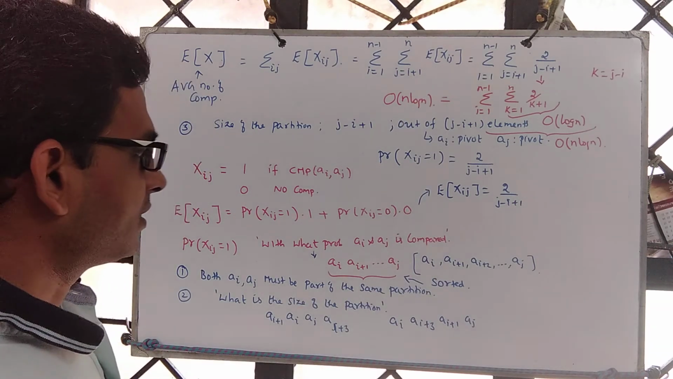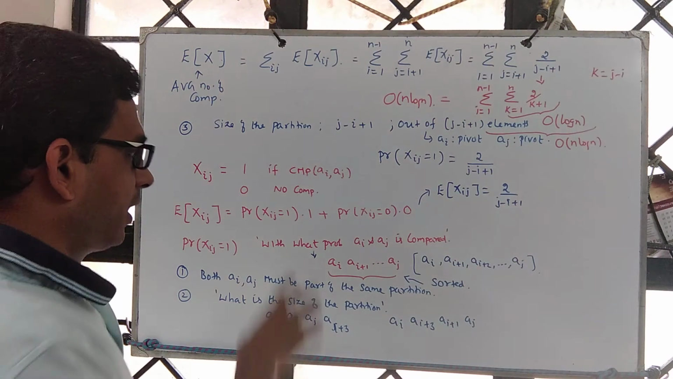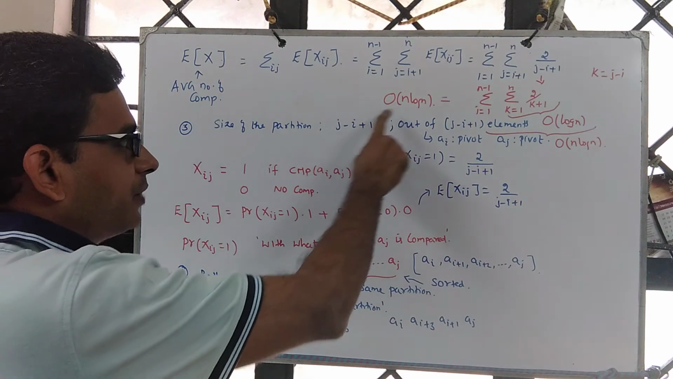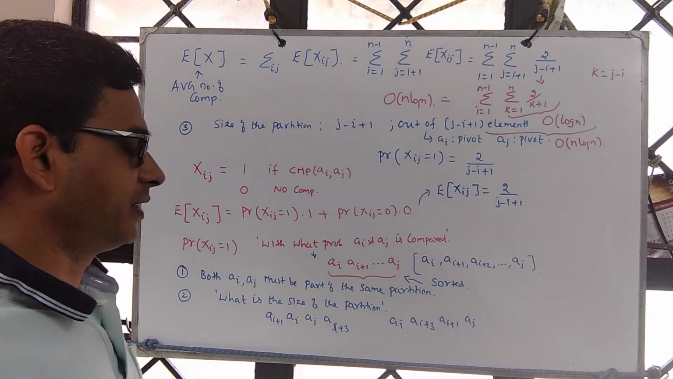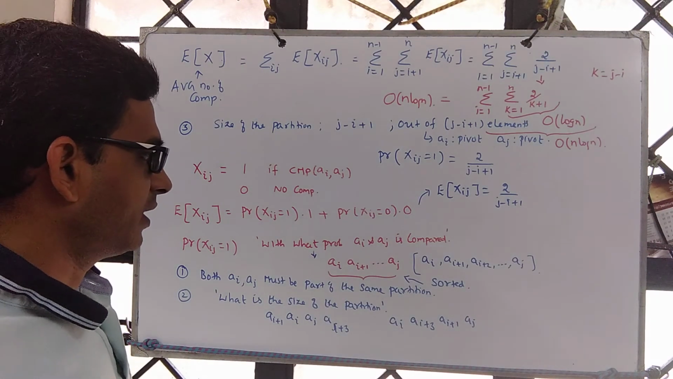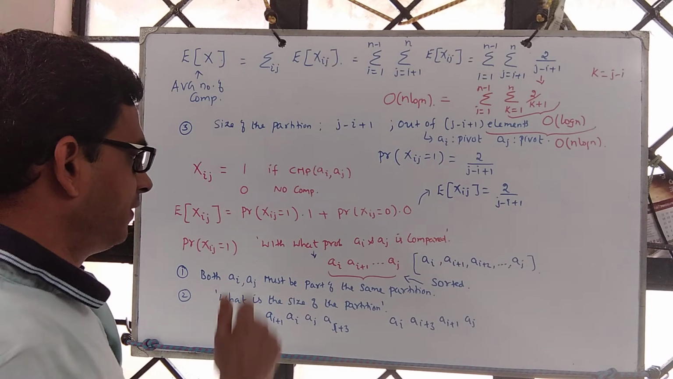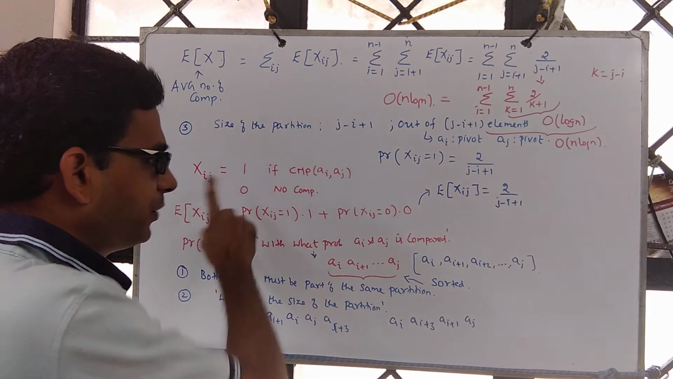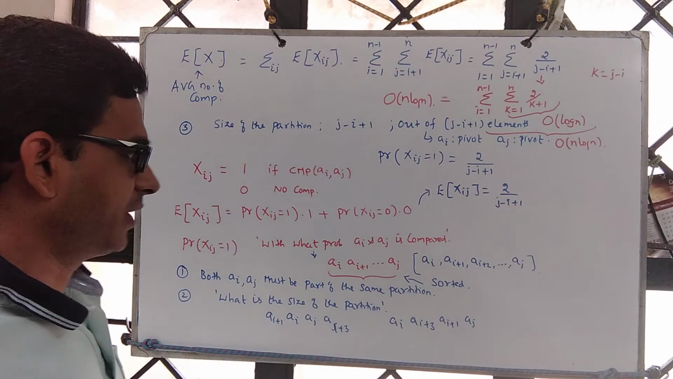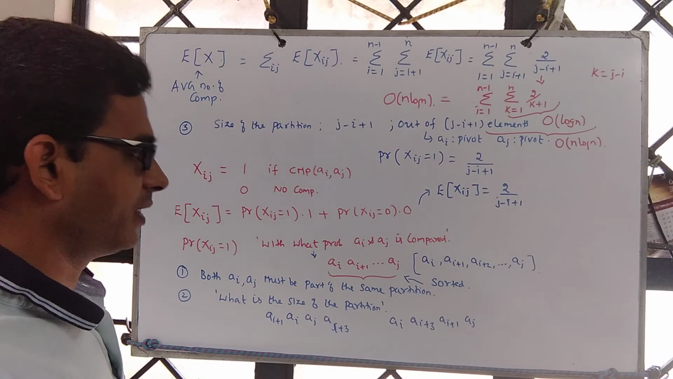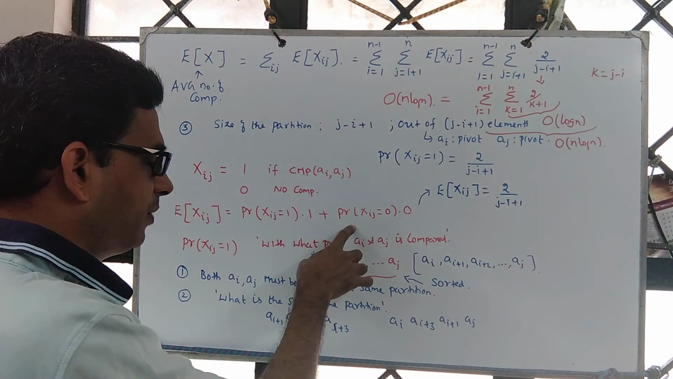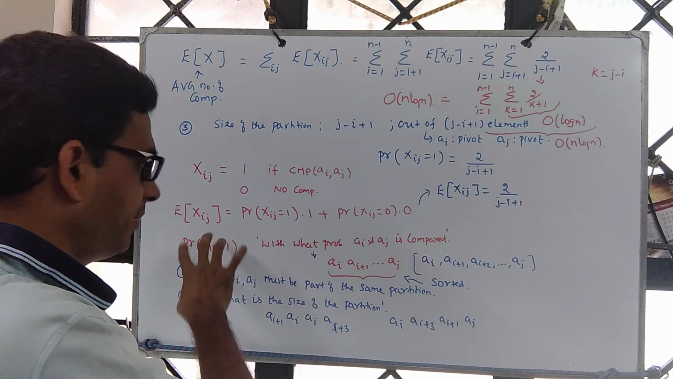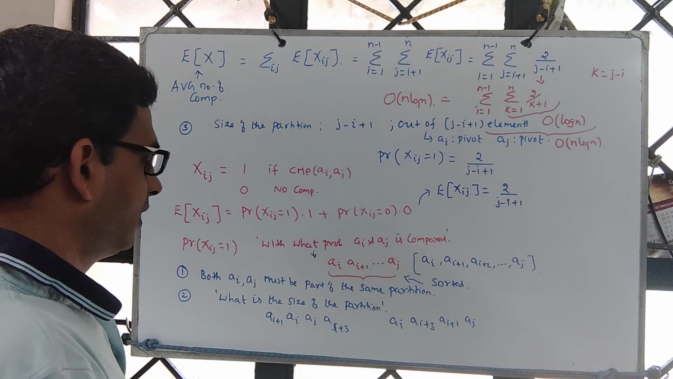So this says that on an average, quicksort incurs order n log n effort. So what is it that we have done? First we asked when exactly two elements are compared. For that we brought in an integer random variable. Then we estimated the probability and the expected value of that.